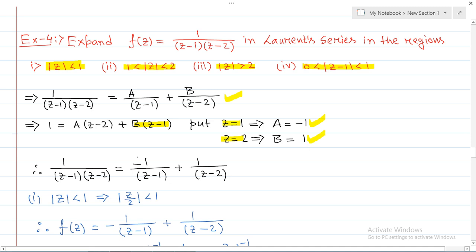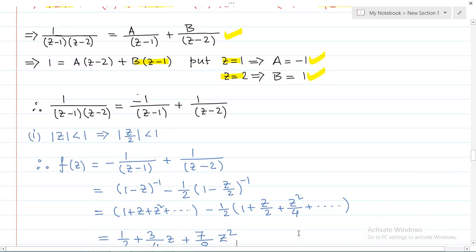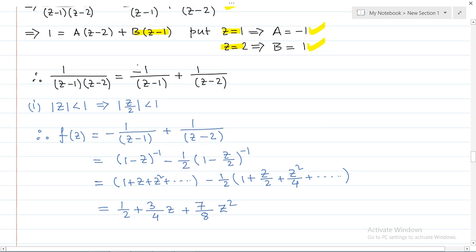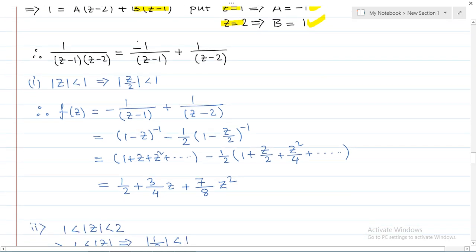Right, now after getting the values of a and b, what we are having here is 1 by (z minus 1)(z minus 2) equal to minus 1 upon z minus 1 plus 1 upon z minus 2. Now the important part is going to come for the question. For the first part, it is given as modulus of z is less than 1.